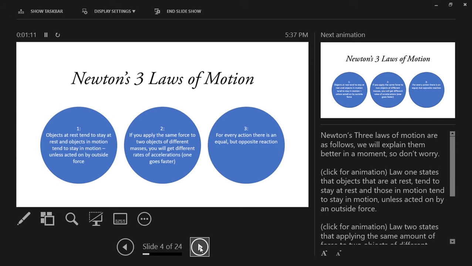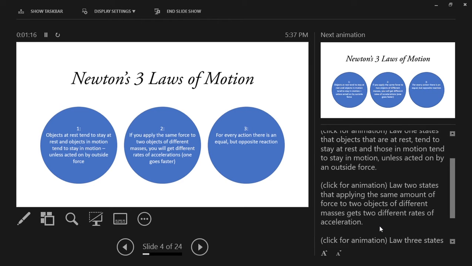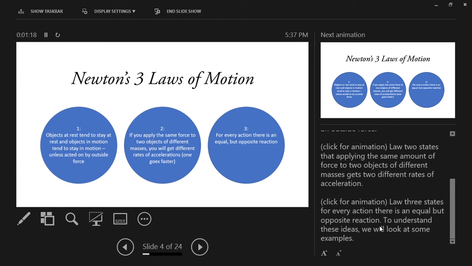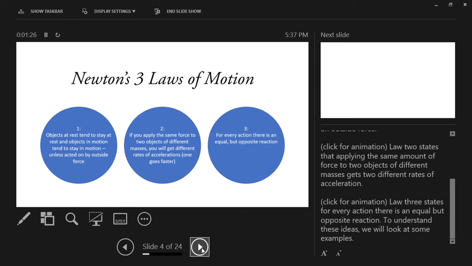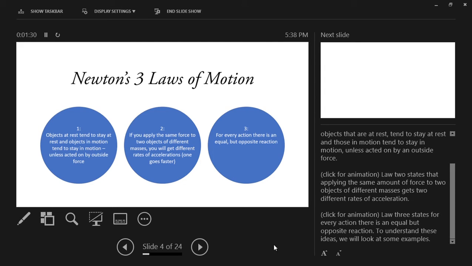Law 1 states that objects that are at rest tend to stay at rest, and those that are in motion tend to stay in motion unless acted on by an outside force. Law 2 states that applying the same amount of force to two objects of different masses gets two different rates of acceleration. And Law 3 states that for every action there is an equal but opposite reaction. To understand these ideas, we will look at some examples.